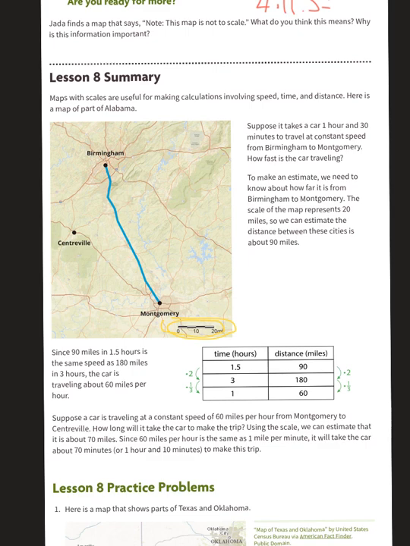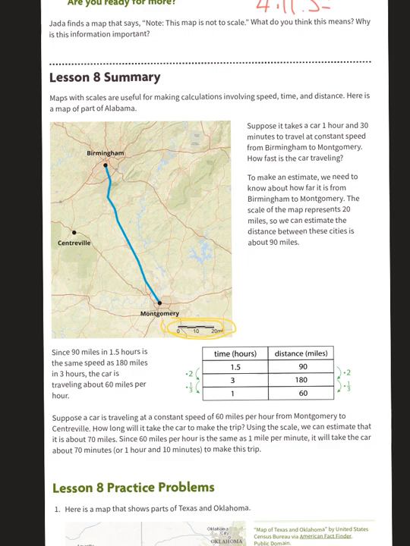Using the scale, it says the scale of the map represents 20 miles. So we can estimate that the distance between the cities is about 90 miles. Okay? Since 90 miles in 1.5 hours is the same speed as 180 miles in 3 hours, the car is traveling about 60 miles an hour.